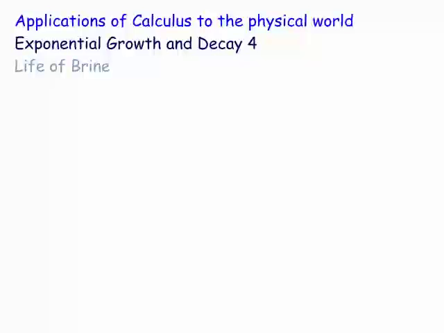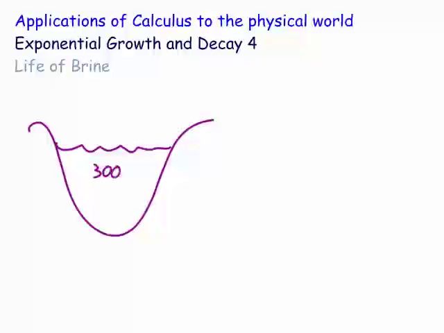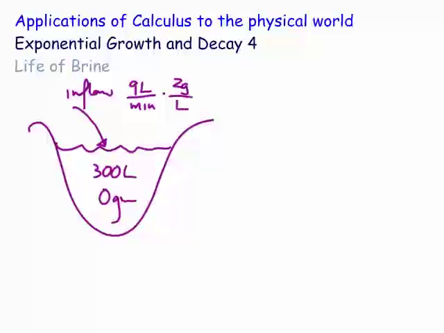So the first one, let's have a look at a situation. We have a big vat of water, say it has about 300 litres in it. This is just pure water, so there's 0 grams of salt in it. We're now going to make it salty by pouring in some water. The inflow rate will be 9 litres per minute, and the salt content would be about 2 grams per litre.